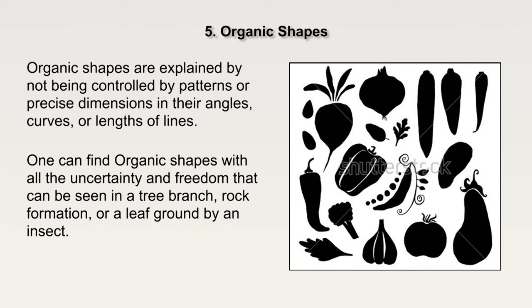One can find organic shapes with all the uncertainty and freedom that can be seen in a tree branch, rock formation, or a leaf grazed by an insect. Some examples of organic shapes in fashion.